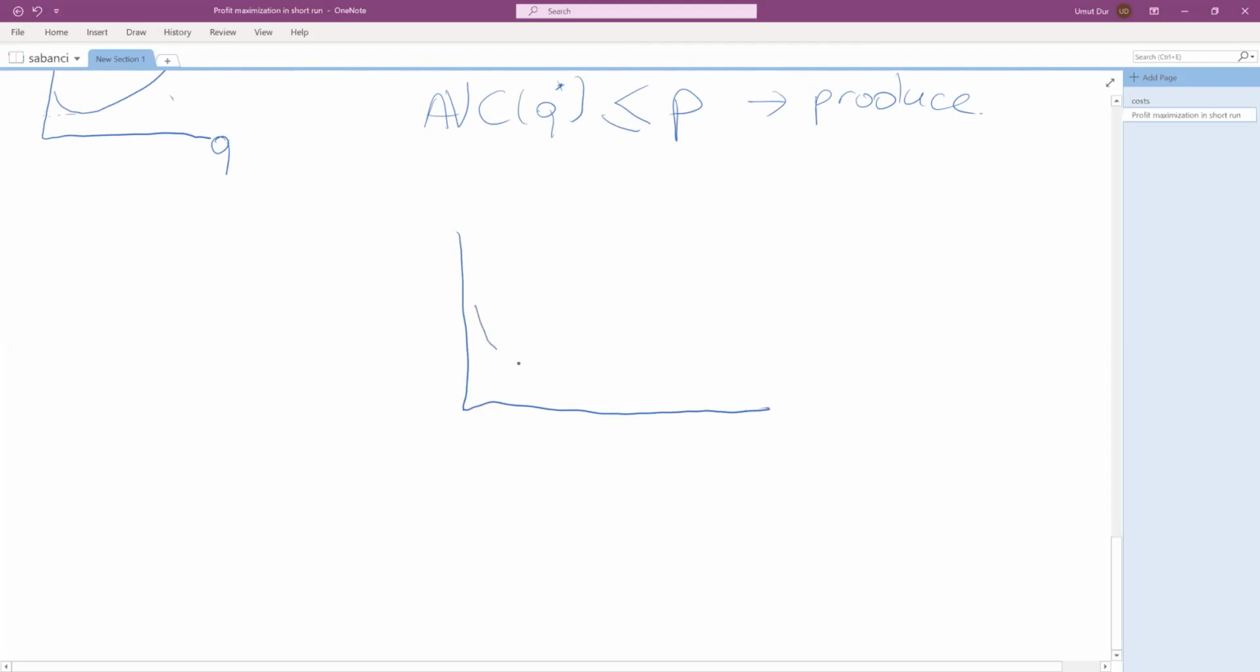Here I draw the average variable cost curve. This is quantity level, this is price. This point is the minimum of average variable cost.